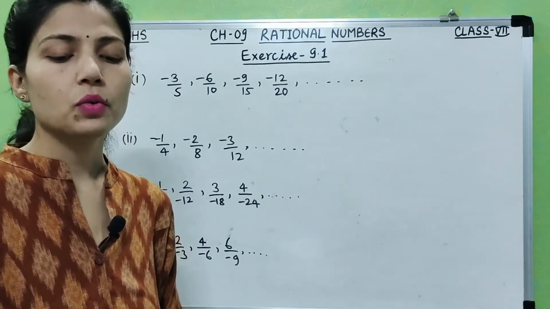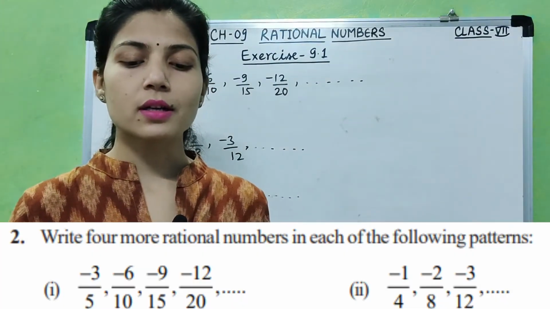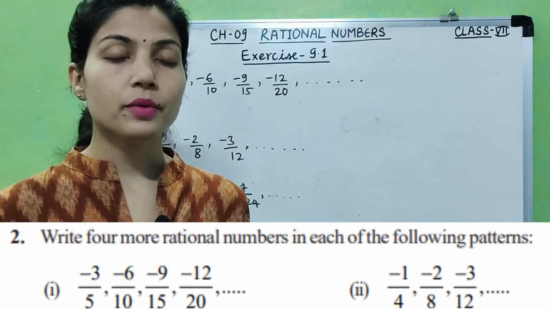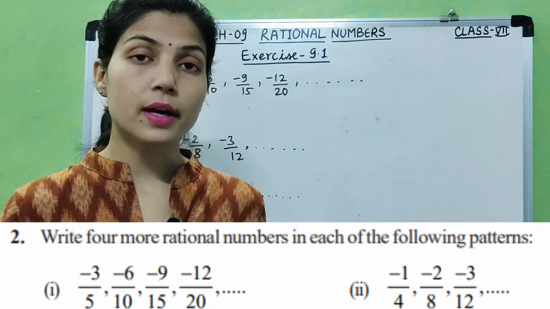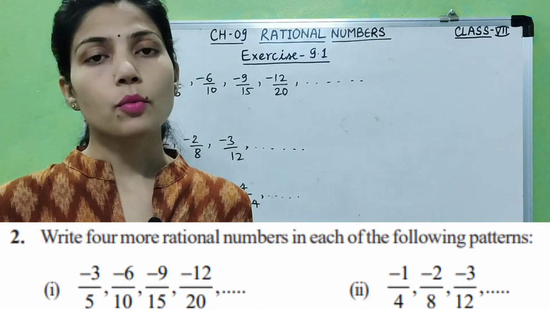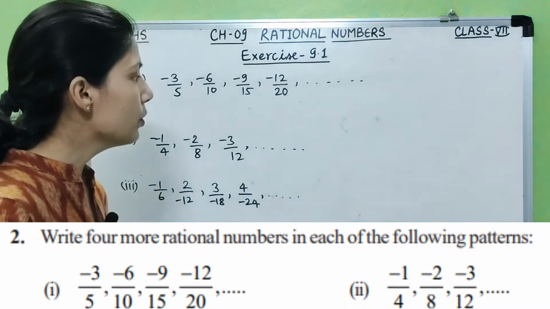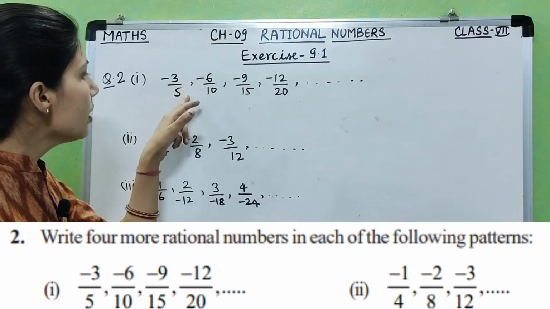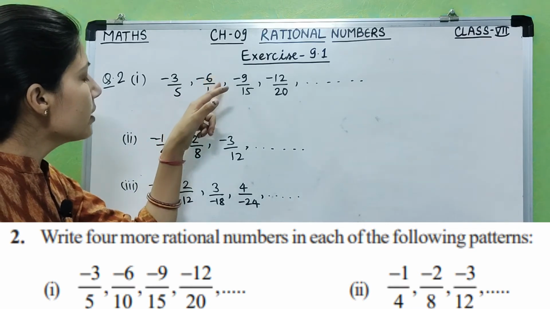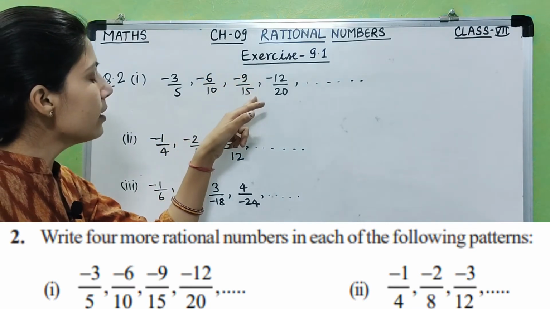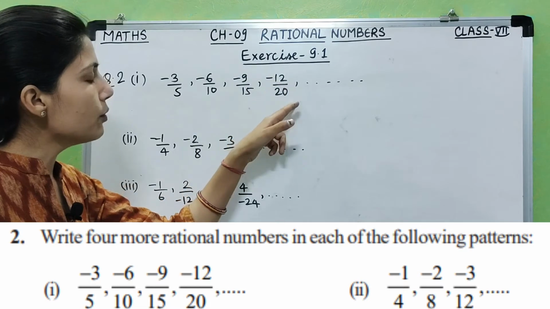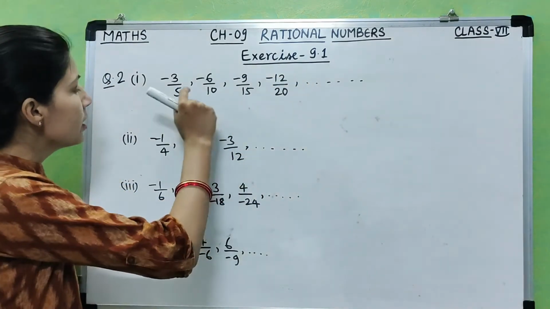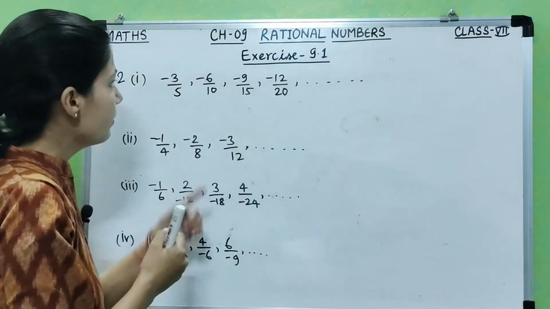Now question number 2 is: write 4 more rational numbers in each of the following patterns. Okay, so in this question 4 patterns are given. You have to complete them by writing 4 more rational numbers after them. Okay, so see here, the first pattern: the first term is -3/5, the second term is -6/10, then -9/15, -12/20. Next 4 you have to write here. Okay, so first of all, see what is happening in the numerator.